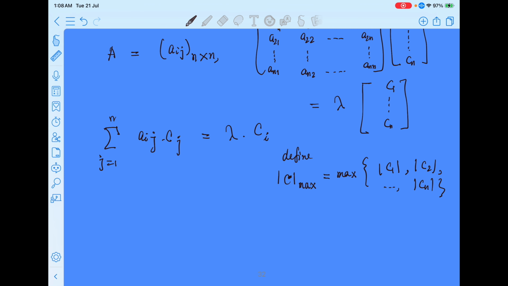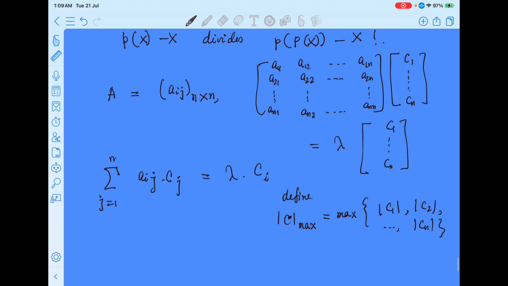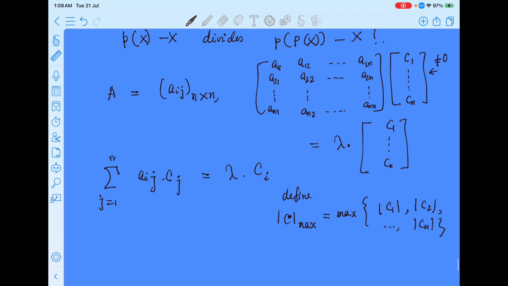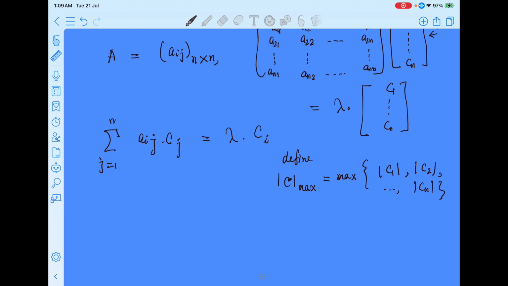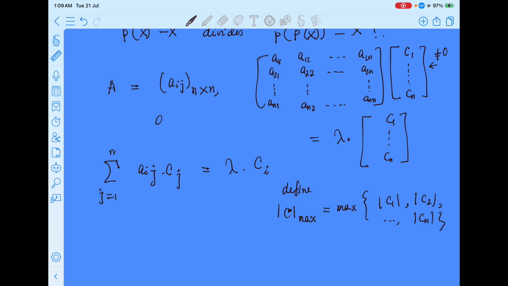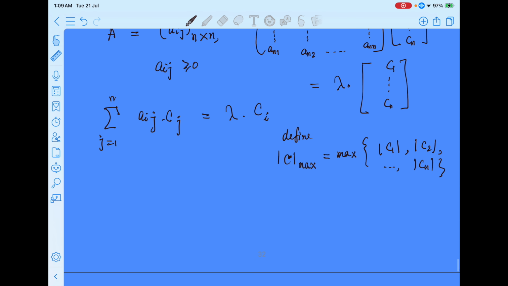So the maximum will be a strictly positive number, because for this to be an eigenvalue, this vector has to be non-zero, right? So at least one of the entries is non-zero. So mod c max is the maximum of those. And all the entries are non-negative, so aij has to be greater than or equal to 0.